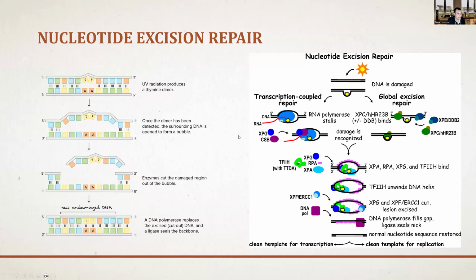And what's going to happen is you get a series of enzymes come in. So XPG, RPA, XPE, as well as, in the case of transcription coupled repair, this is going to be detected by the transcription initiation complex. That's why you have transcription factor 2H here. They recognize it. They bind. They unwind the DNA helix. All right. They then cut out the strand. DNA polymerase comes in, fills the gap, and the ligase seals the nick.